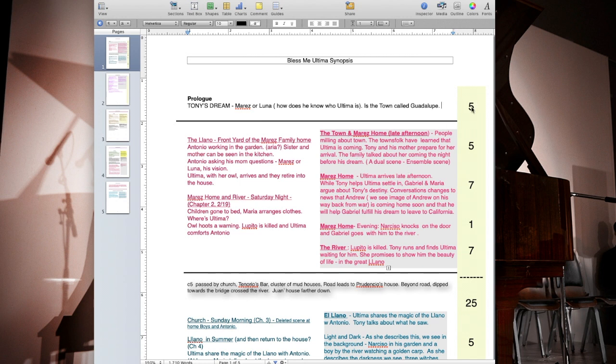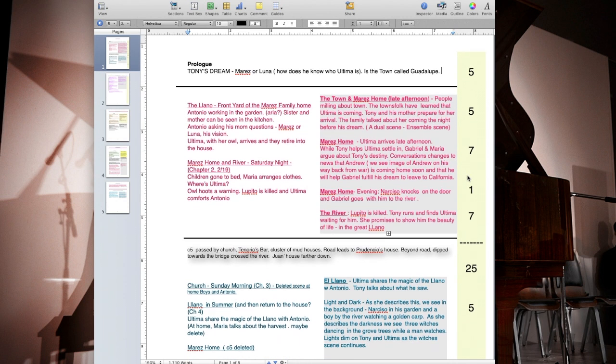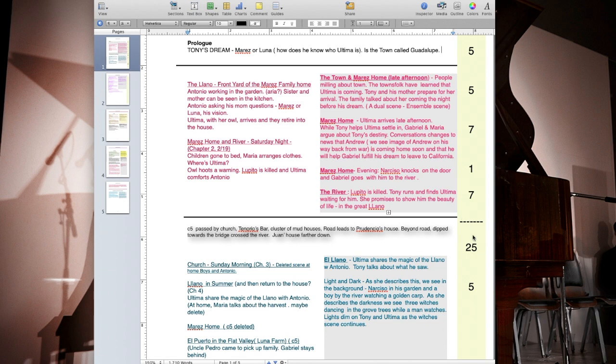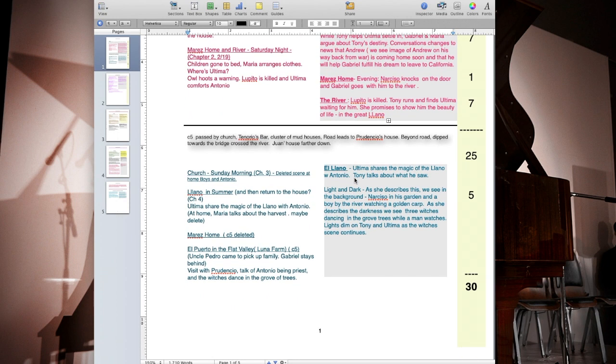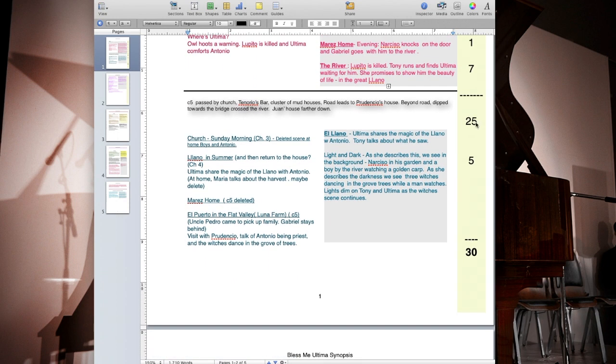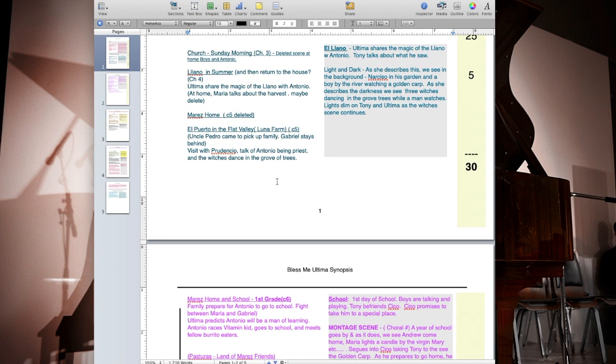Then here on the far right, I was thinking in terms of how long each of these moments might be. I was thinking first, what is the action? What could be a possible aria? How long would it be? And then I started adding up how many minutes. This would be a total of 25 minutes. I went through this process on and on. Then I add 25 plus 5 and so on and so on.